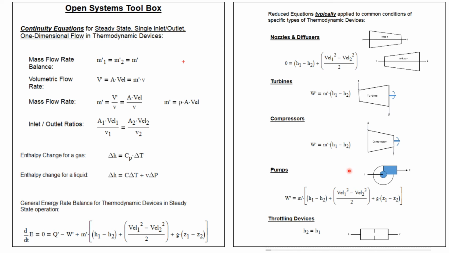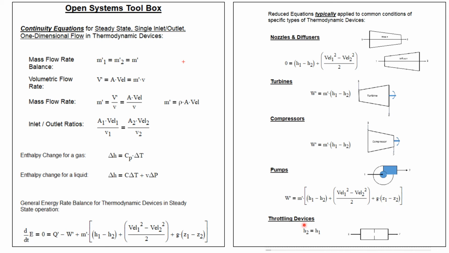Now, for pumps, there isn't much we can ignore, since pumps often increase velocity and increase potential energy. The only thing we may ignore typically in a pump system is the heat transfer between the system and the surroundings. And if we ignore that, we get that W dot is M dot times the change in enthalpy plus the change in kinetic energy plus the change in potential energy.